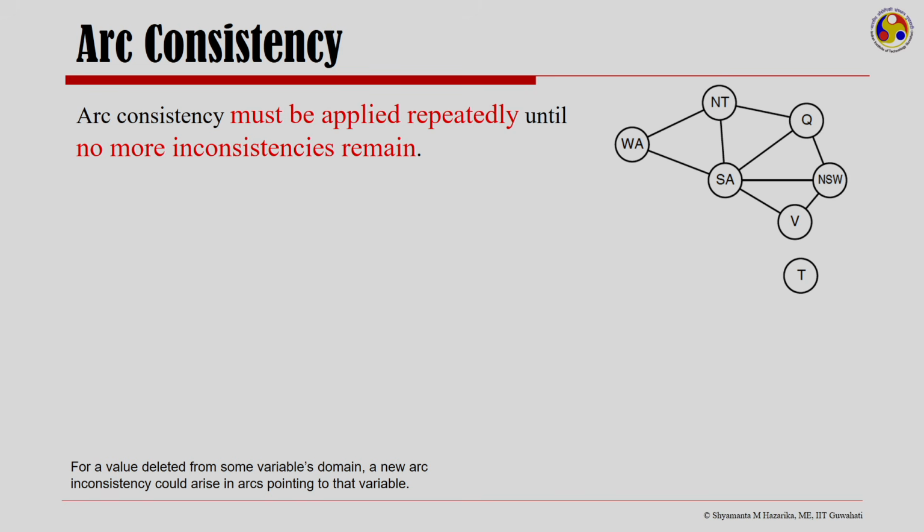But the problem is, if I delete a value from some variable's domain, a new inconsistency could arise in arcs pointing to that variable. So, arc consistency must be applied repeatedly until no more inconsistencies remain. This is what we will try to understand in this example here. So, on your right is the constraint graph.